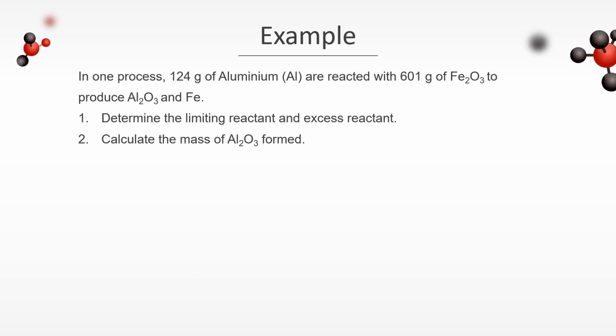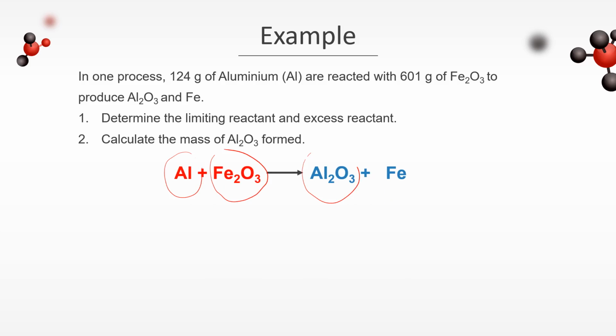Let's take a look at another example. In one process, 124 grams of aluminium are reacted with 601 grams of iron trioxide to produce aluminum oxide and iron. The questions are: number 1, determine the limiting reactant and excess reactant, and number 2, calculate the mass of aluminum oxide formed. First things first, we have to write the chemical reaction involved. Here we have aluminium and iron trioxide as the reactants, and the products formed are aluminum oxide and iron.